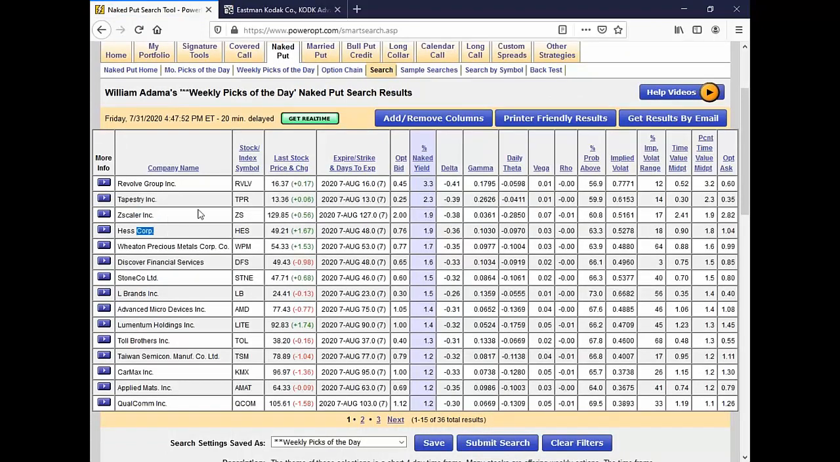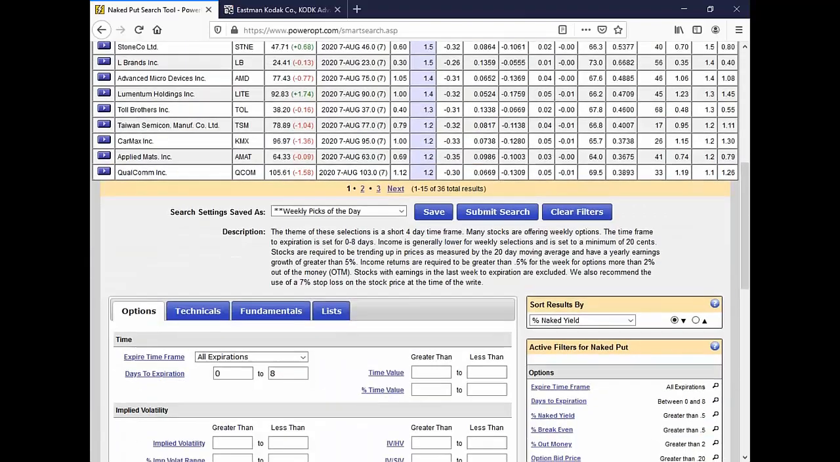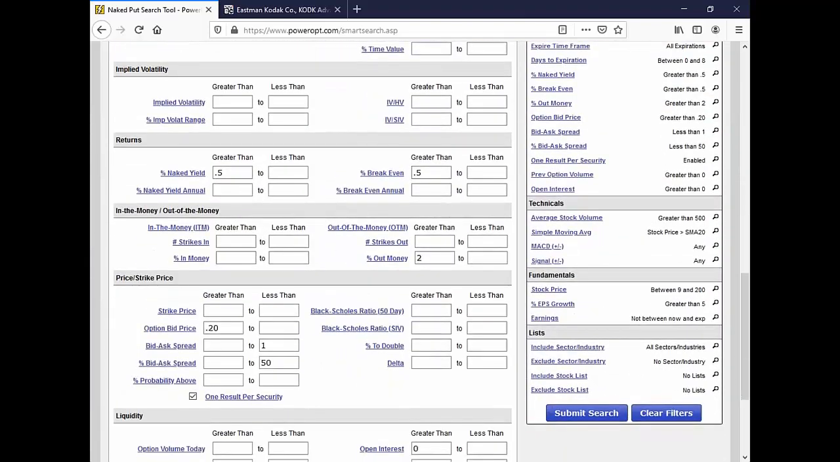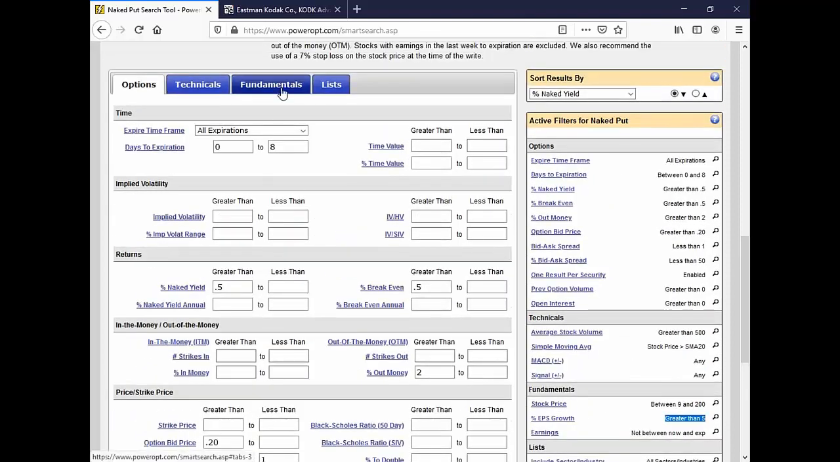Why, if this is appearing in a bullish strategy, am I telling Vin that I don't know if these would be a good choice for stock purchase instead of the naked put trade? The reason why is because we are using some fundamentals and technicals for this naked put screen. We're looking for an average stock volume of greater than 500,000. We want stocks to be in an uptrend, and we want the stock price to be between $9 and $200, just for the margin requirement, and an earnings per share growth of greater than 5%.